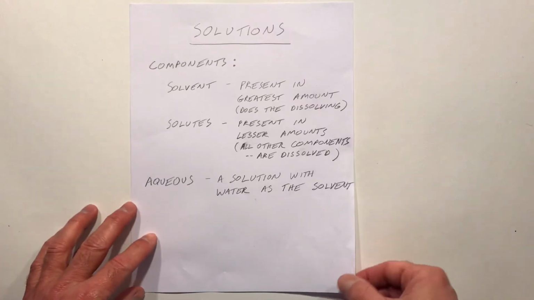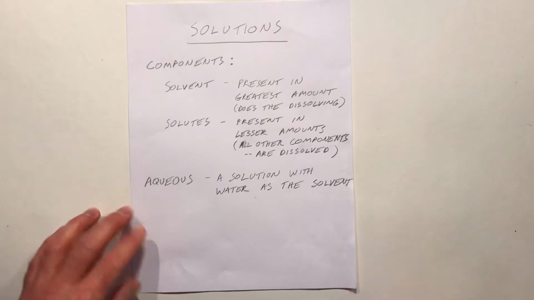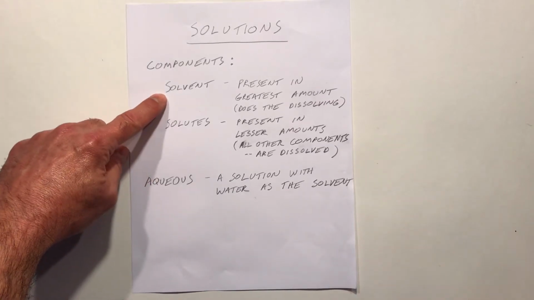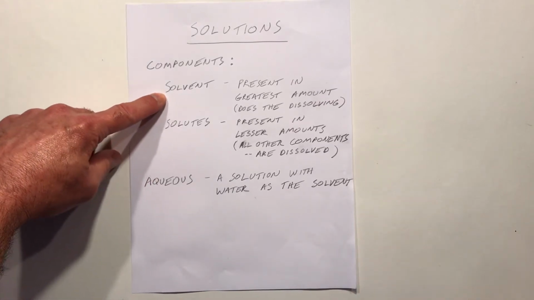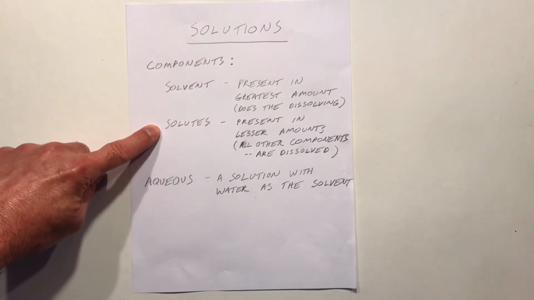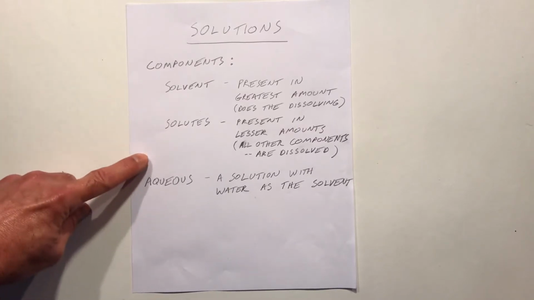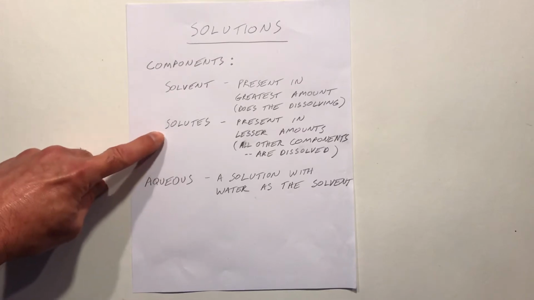This is a video dealing with solubility. There are two components in a solution. The solvent, which is present in greatest amount, is the substance that does the dissolving, and there could be one or more solutes. These are present in lesser amounts. These are all other components that are dissolved in the mixture. So the solutes are dissolved.